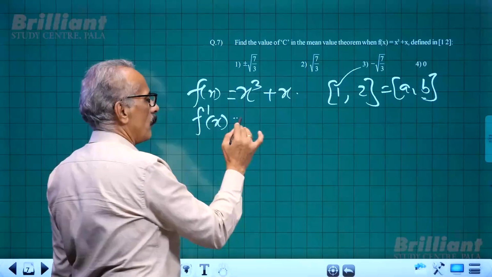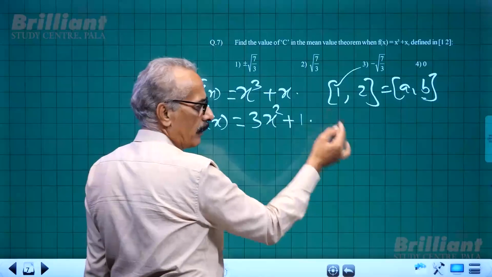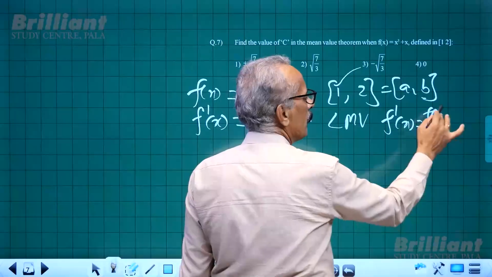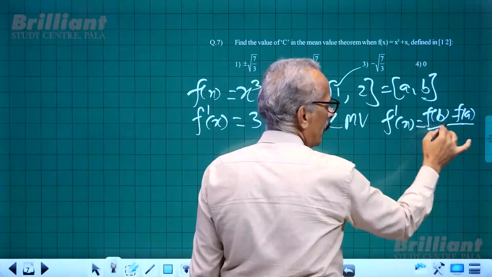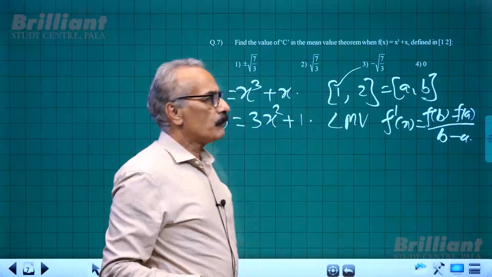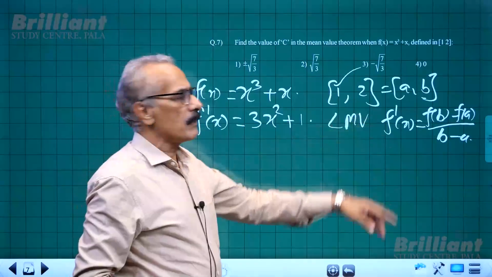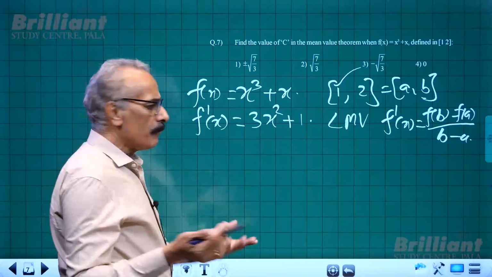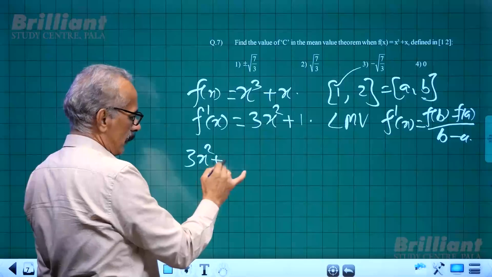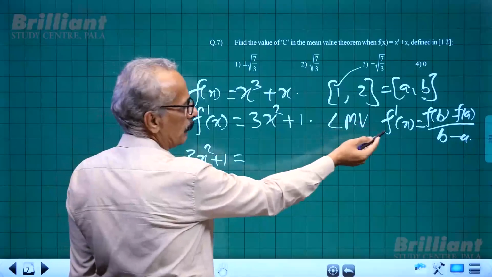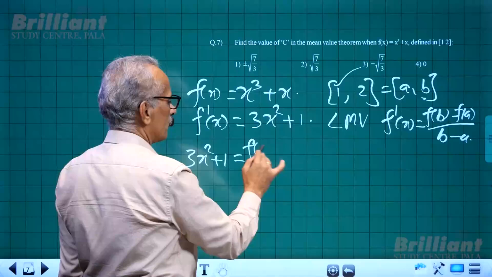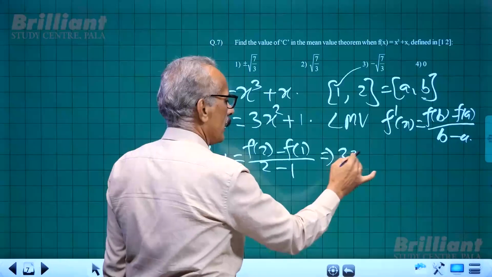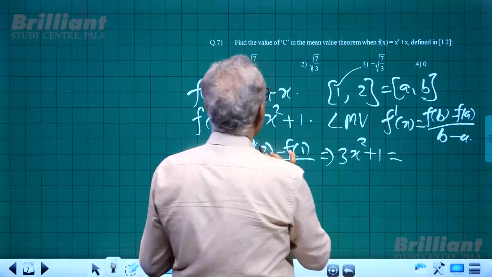So what is f dash x? 3x square plus 1. What is Lagrange's mean value theorem? f dash x is equal to f of b minus f of a divided by b minus a. f of b means f of 2, f of a means f of 1. I take x only. So, it is 3x square plus 1 equal to f of 2 minus f of 1 divided by 2 minus 1.